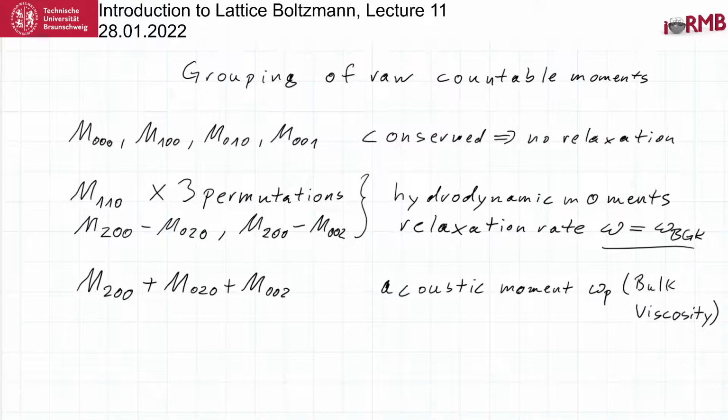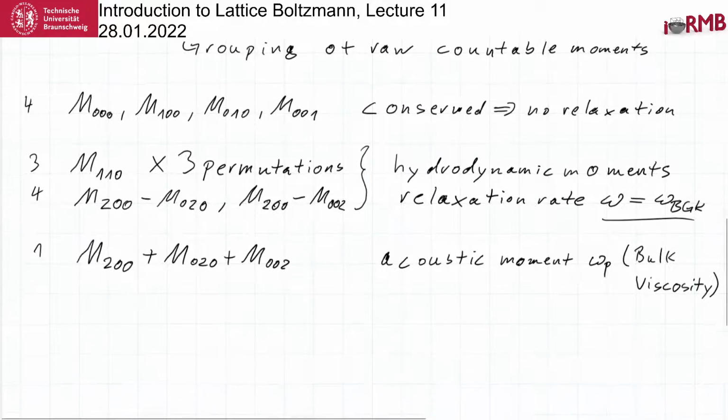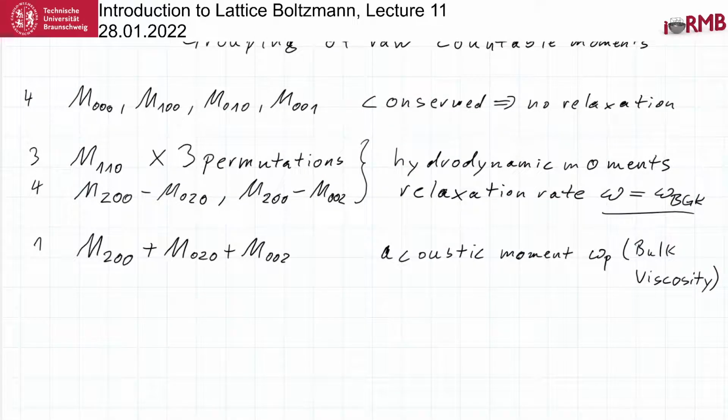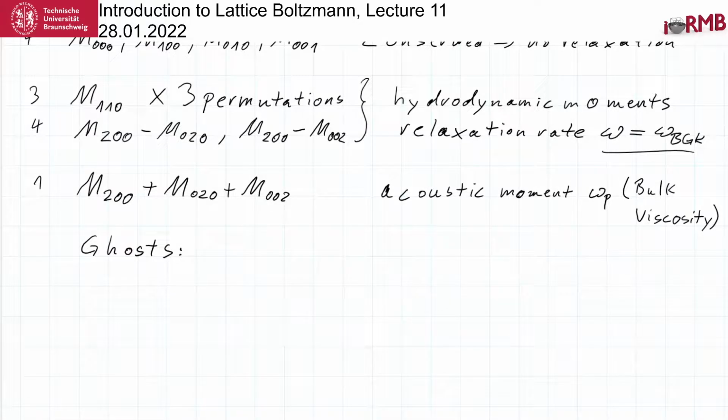So this was the conserved, the hydrodynamic, and the acoustic moments. And with this, we have now that there has been 4 of these, 3 of this, 2 of this, and 1 of this. So we already have 12 of our 27 independent moments. So there's apparently still things missing, and these are of course the ghost moments. So we have ghosts, and from the ghosts we have different groups.